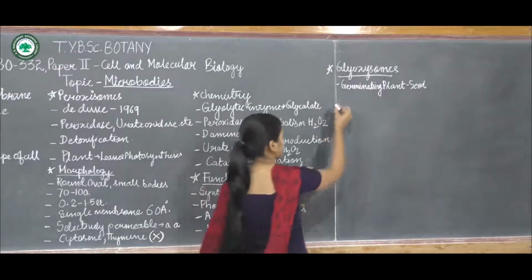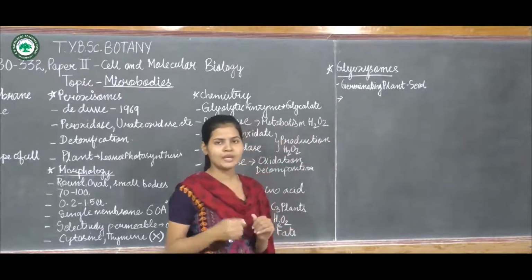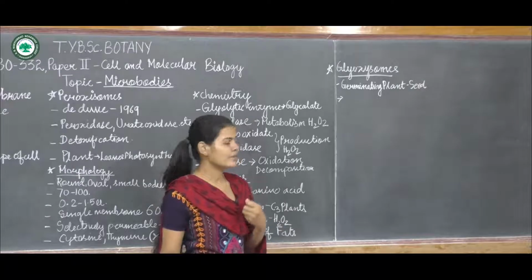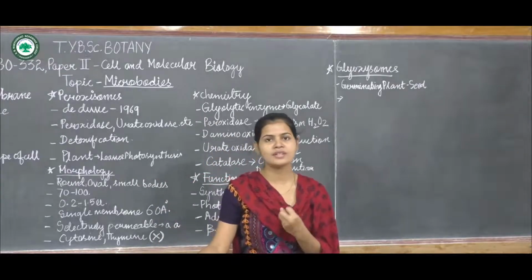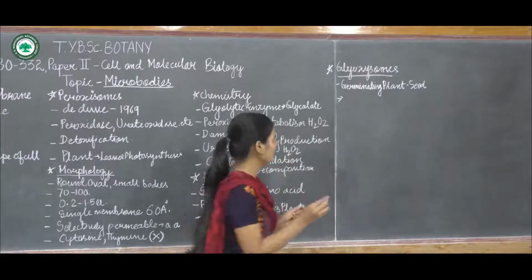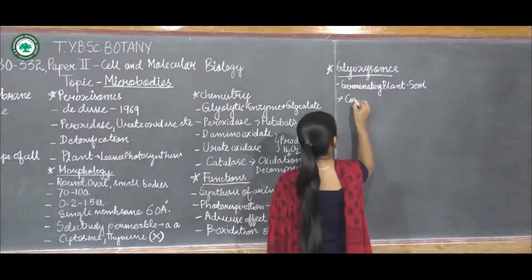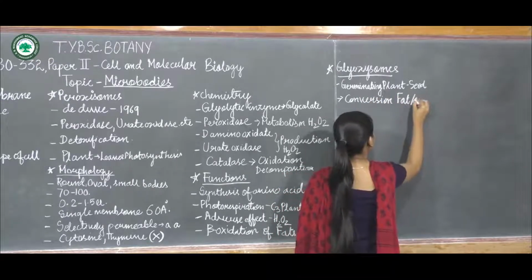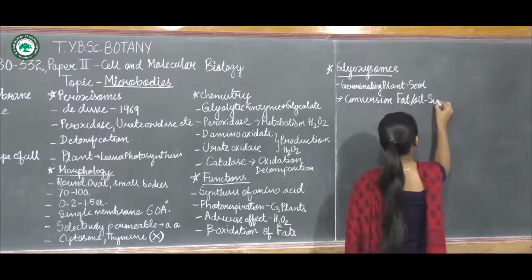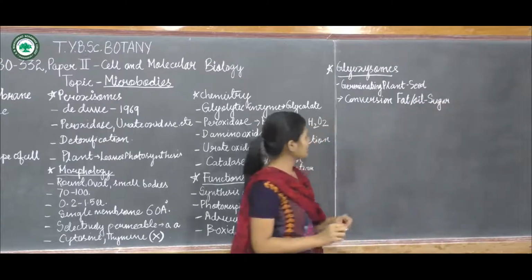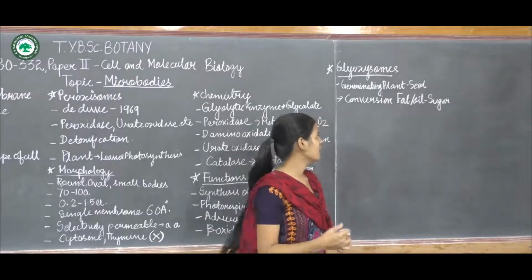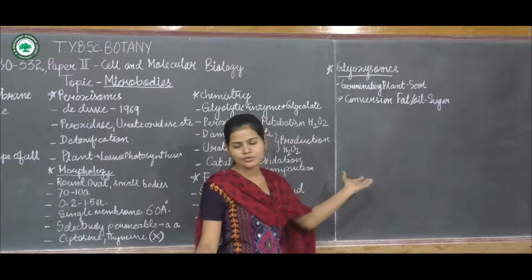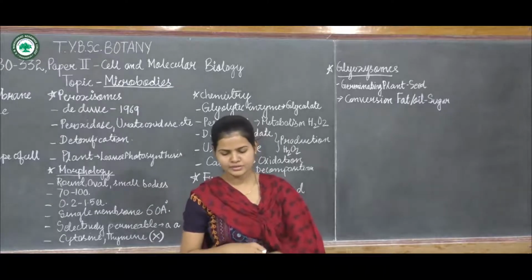This microbody, that is the glyoxysome, is mostly present in case of the seed or in the germinating plant. So what it will do, it will convert the fat or the oils which are present in the seed into sugars. Now this is the usable form of energy, so the sugar can be used for the utilization of the energy.